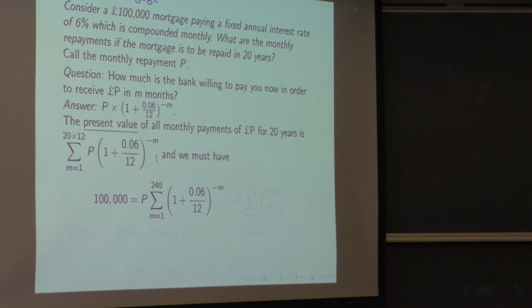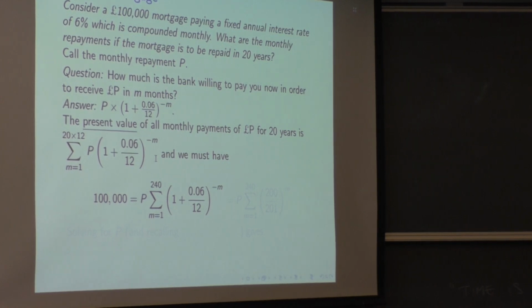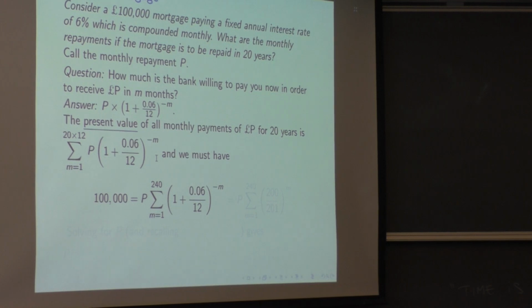We're talking about payments occurring in the future. Each one of them has a present value, which we computed here. If you want to know the present value of all the payments, it's the sum of all the present values of all the payments. And this is what the bank is willing to pay now for all these future payments, and that is equal to the amount of money that the bank is actually paying you, which is 100,000.